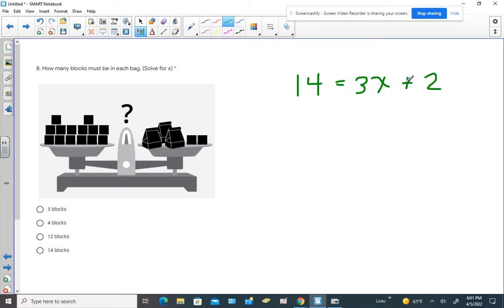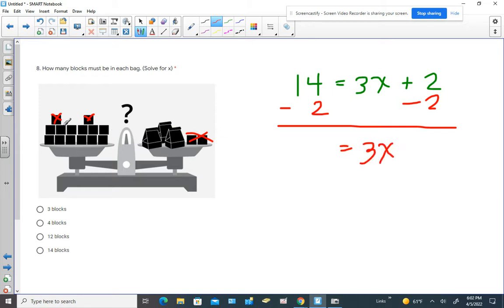What's the opposite of add 2? It would be to subtract 2. We'll do that from both sides, and let's model that so we can see what that would look like. So if we take these 2 away, that means this is gone and this is gone. So what are we left with? Well, we have 3 of these, which we're calling 3x. And over here, if we just subtract 2 from 14, we're left with 12 cubes.